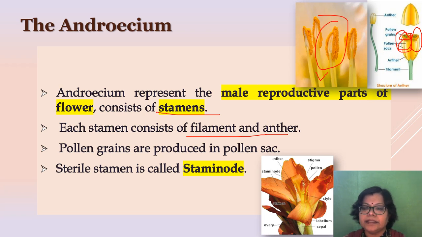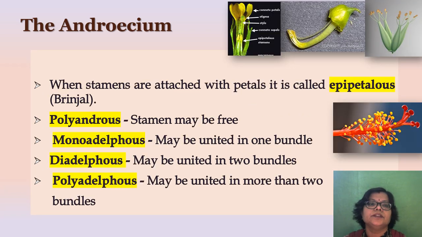That is the male reproductive gamete. And sterile stamens: sometimes the stamens are sterile and become colorful and help in attraction of the insects. In that case, they are considered as the staminode, that is the sterile stamen, not responsible for the production of the male gametes, the pollen grains, right? Sometimes we find the stamens attached to the petal. If the stamens are attached to the petal, then it is called epipetalous. This terminology you have to remember. Here you see stamens are attached to the petal. Example, brinjal, right?